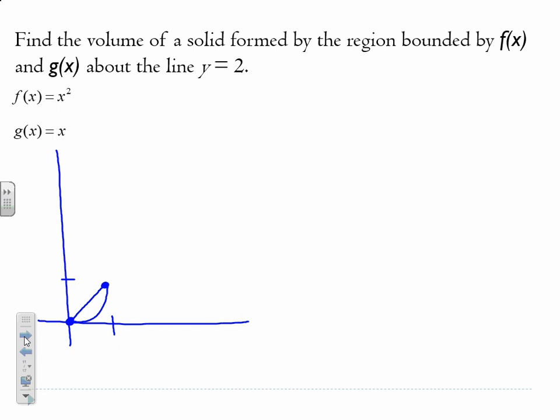Okay. Now, we want to rotate about the line y equals 2. So our axis of rotation is now above our rectangle with thickness dx. Okay, so we're going to have to be a little careful here. We still need outer radius minus inner radius, but we're really going to have to think about which radius is bigger, which radius is smaller, and we're still going to have to consider top minus bottom.